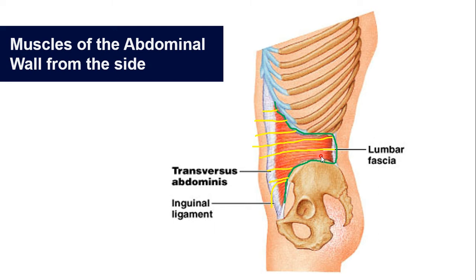They originate from the lower six costal cartilages, the lumbar fascia at the back here, the iliac crest here, and then also the lateral third of the inguinal ligament. Again, take note that your internal oblique, on the other hand, originates at the lateral two-thirds, and your transversus abdominis originates at the lateral third only of your inguinal ligament. Now it inserts into the xiphoid process above here, and then the linea alba at the center of the abdomen, and of course your symphysis pubis right here.